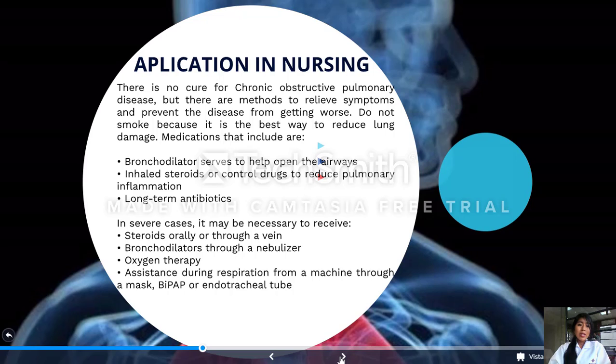Medications include a bronchodilator, which helps open the airways, an inhaler, steroids or control drugs to reduce pulmonary inflammation, and long-term antibiotics. In several cases, it may be necessary to administer steroids orally or through a vein, and a bronchodilator through a nebulizer, oxygen therapy, assisted respiration by a machine through a mask, BPAP, or endotracheal tube.